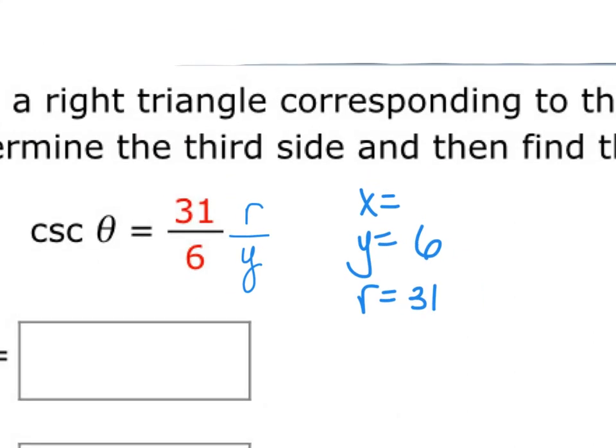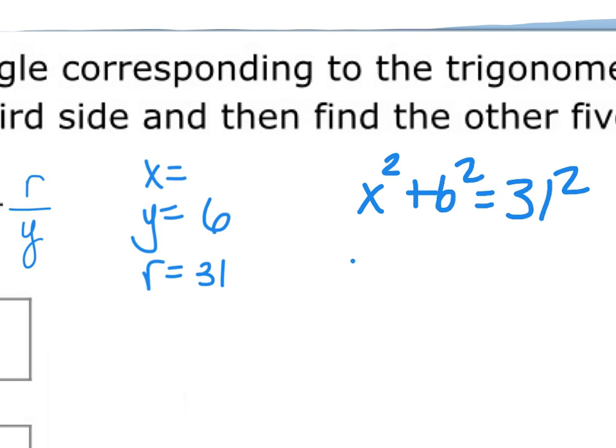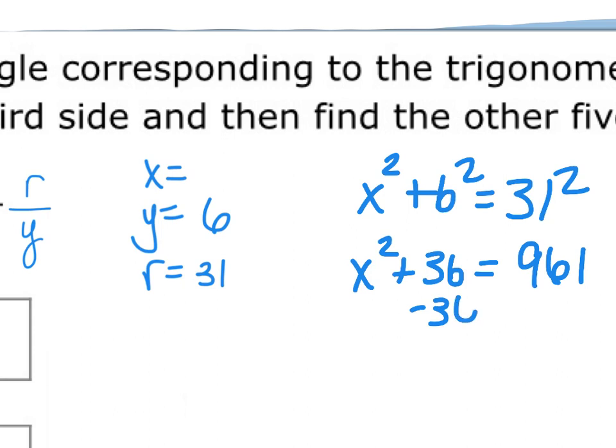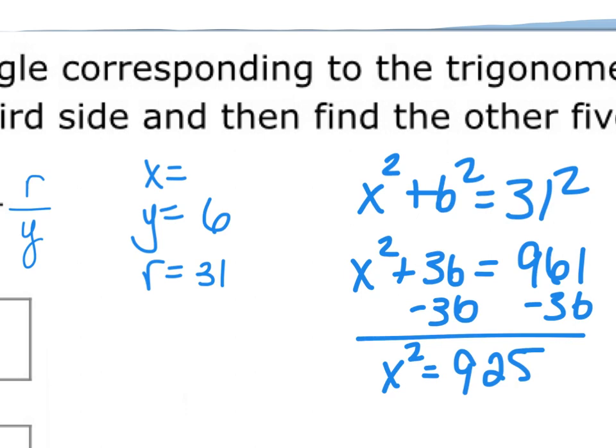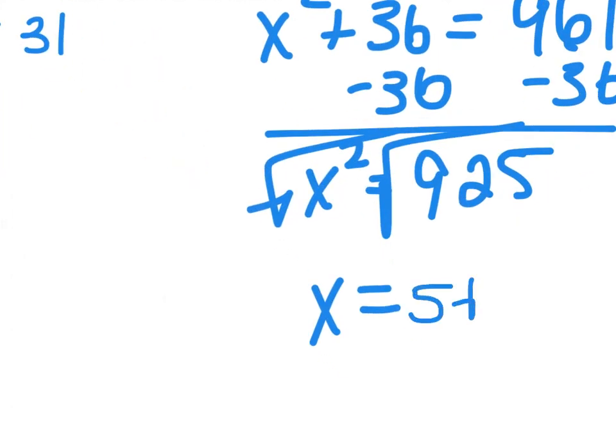How do I figure out what X is? Pythagorean theorem. So X squared plus 6 squared equals 31 squared. I'm not going to give you numbers this big, but you will have a calculator. I want this in exact values. That means no decimals. So we have X squared plus 36 equals, what's 31 squared? 961. Minus 36 from both sides. 925. Then what do I do? Take the square root. What is the square root of 925? So we get X is 5 root 37.